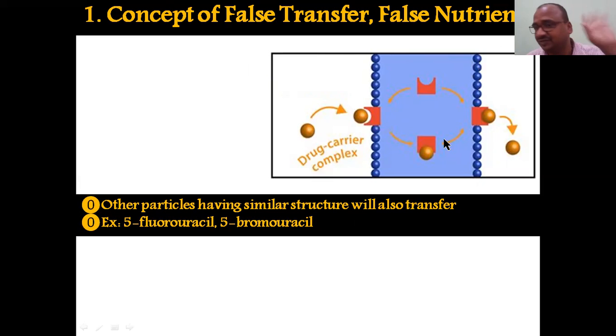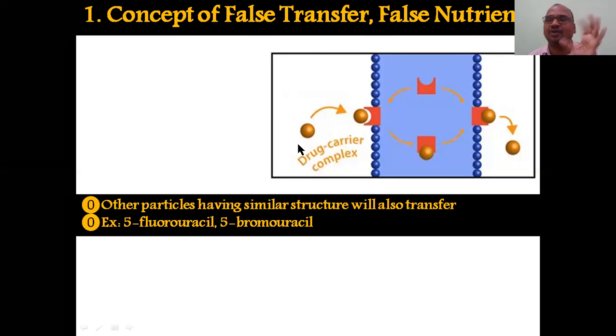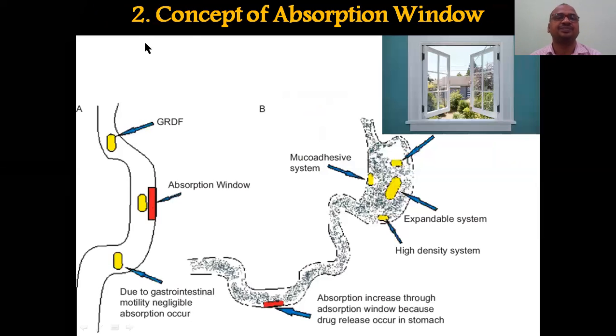It is structure specific only. If there is any triangle or tetragonal particle, it will not take place. An example is 5-fluorouracil and 5-bromouracil, very important for competitive examinations. They will ask you this one.